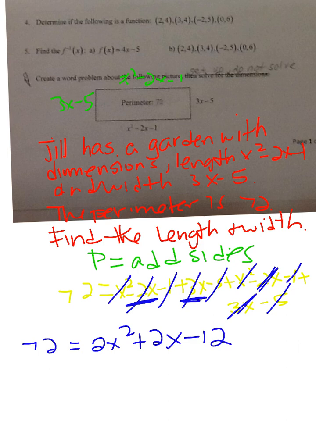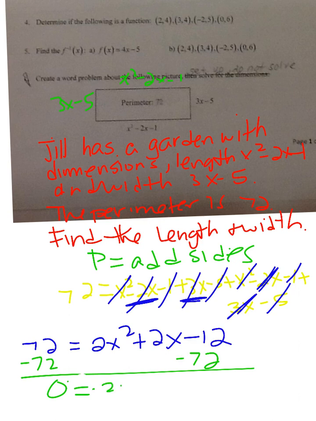And then to solve it, we would have to subtract 72. So we would get 0 equals 2x squared plus 2x minus 84. And then you could just stop there because I don't want you to solve this. Okay, so let's flip it over and we'll look at the back.